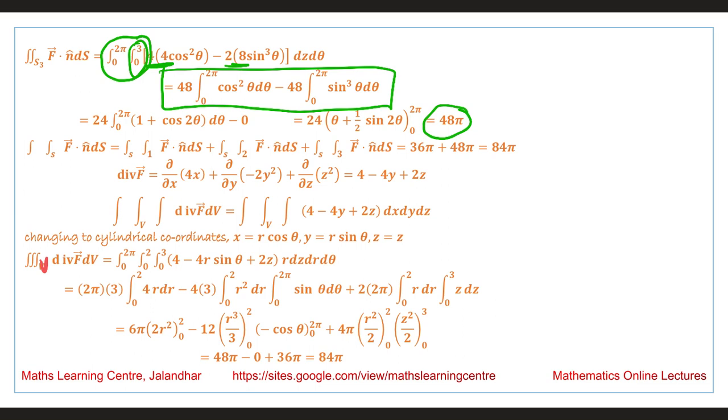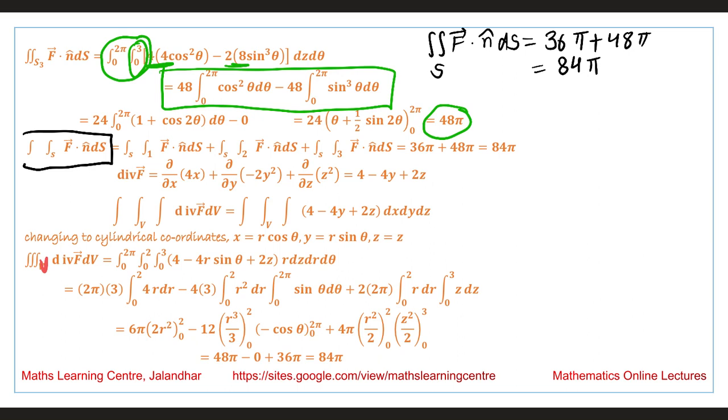So we are saying the total value of the integral, the double integral over S of F vector dot n cap into dS, is equal to 36 pi plus 48 pi, that is equal to 84 pi. This is the value of the total double integral of F vector dot n cap into dS.